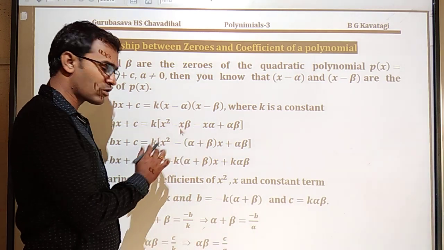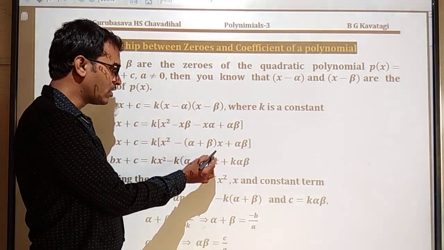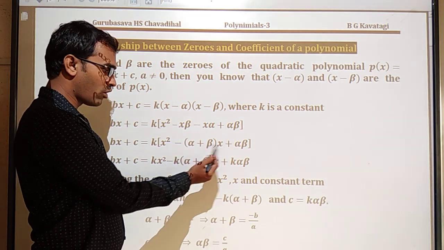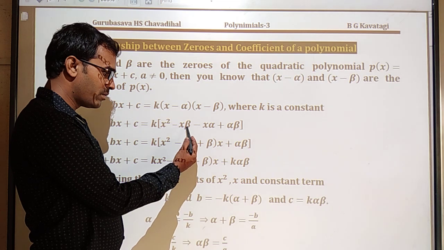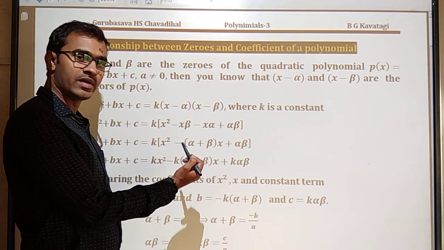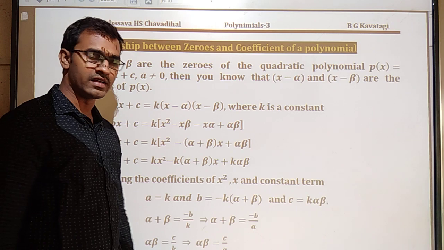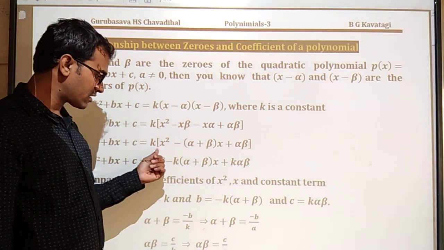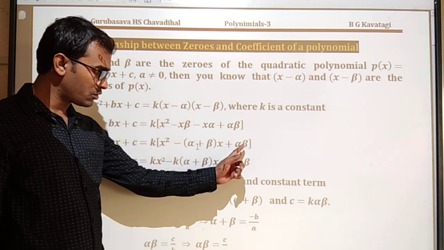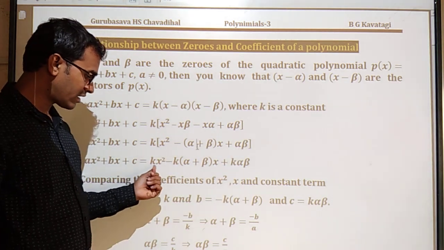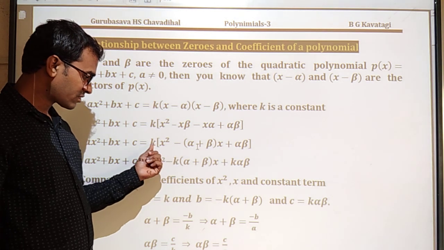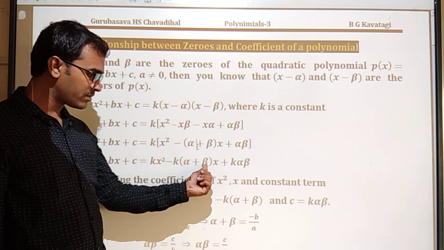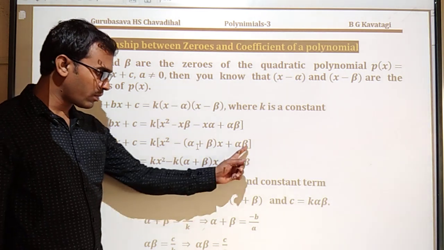Here take minus x common, you take minus x outside. What is the remainder? Alpha plus beta, plus alpha into beta as it is. Next, multiplication of k with each term: k into first term, k into second term, and k into third term. K into x square minus k into alpha plus beta into x, and k into alpha beta, right?